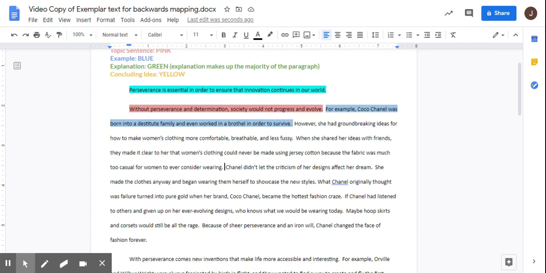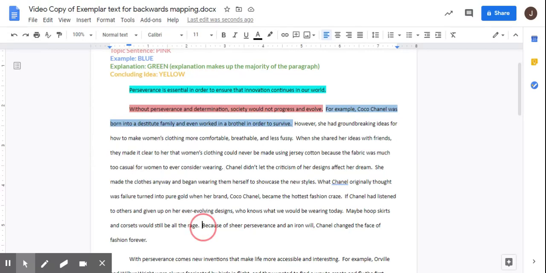She made the clothes anyway and began wearing them herself to showcase the new styles. What Chanel originally thought was failure turned into pure gold when her brand Coco Chanel became the hottest fashion craze. If Chanel had listened to others and given up on her ever-evolving designs, who knows what we would be wearing today? Maybe hoop skirts and corsets would still be all the rage. Because of sheer perseverance and an iron will, Chanel changed the face of fashion forever.